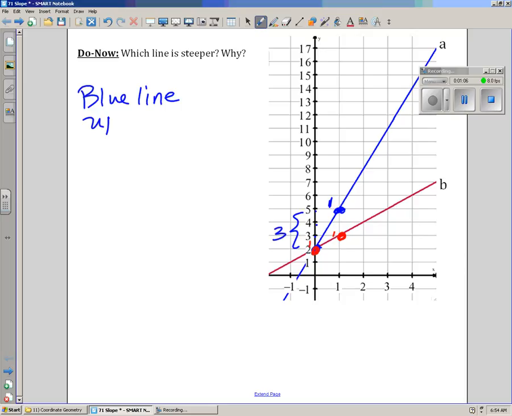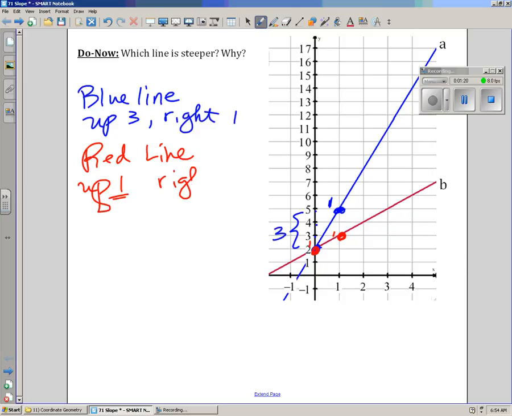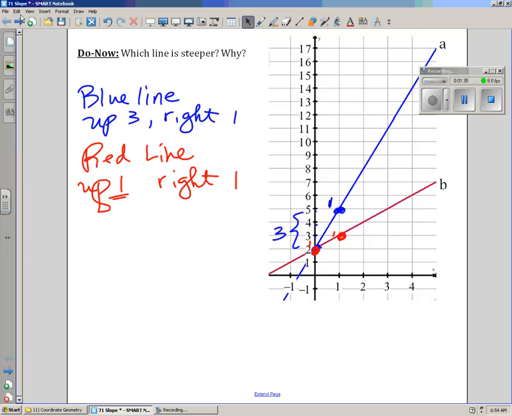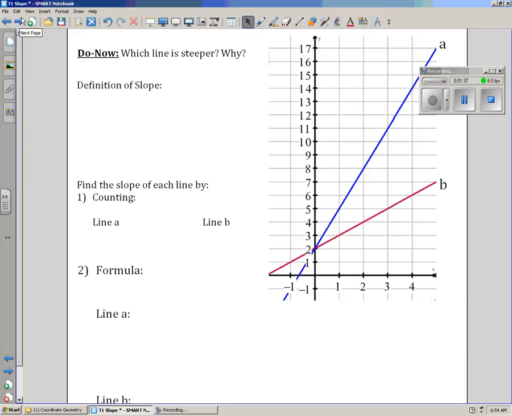Okay, so for the blue line, I travel up 3 to the right 1. And the red line, we only travel up 1 and to the right 1. And so the blue line is steeper because for me to go 1 to the right, I'm going up 3 units as opposed to only 1 unit. Okay? And this concept is called slope.